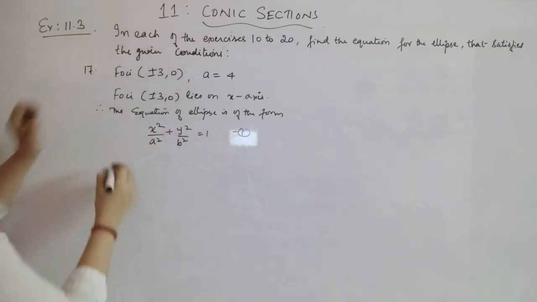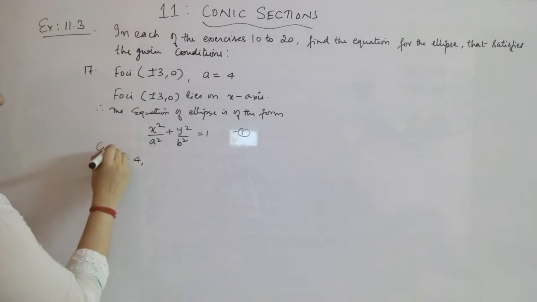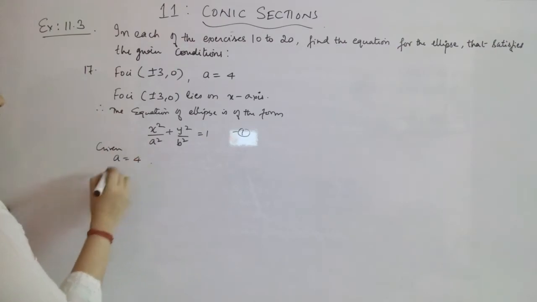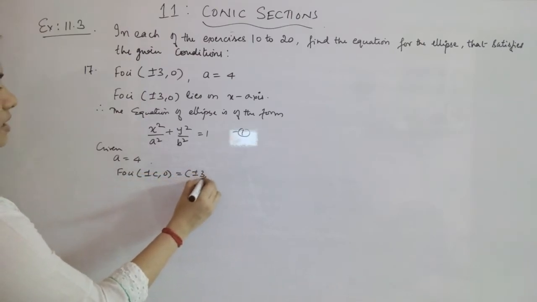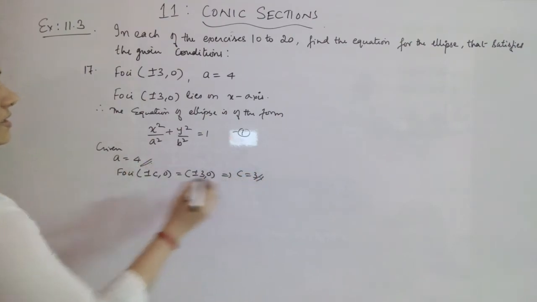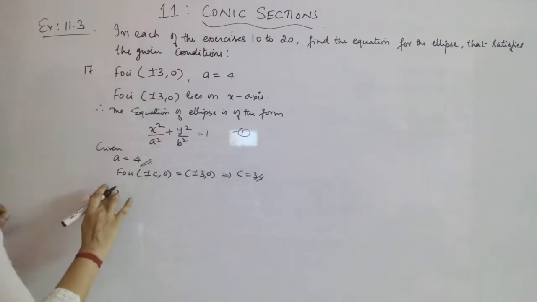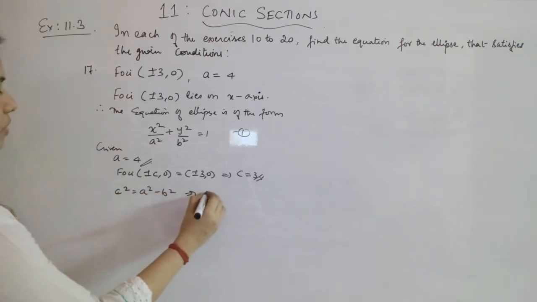Now from here a is already given. And what about c? Foci is given to be plus or minus c comma 0 as plus or minus 3 comma 0. Therefore you will get c as 3. So you have a and c, so you can find out what is b. Again you know the relation is c square equal to a square minus b square, which will give you b square.